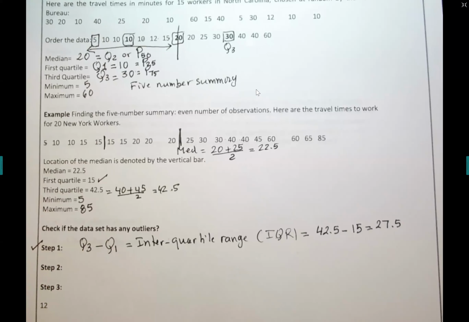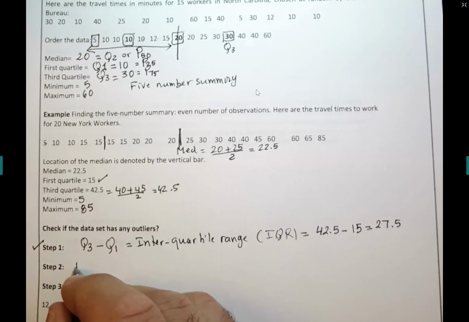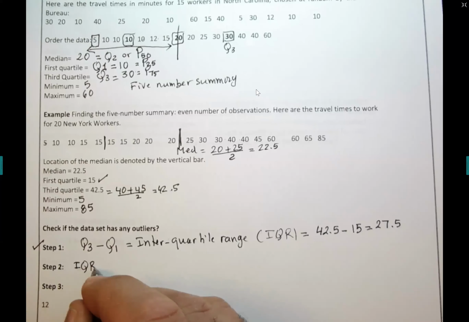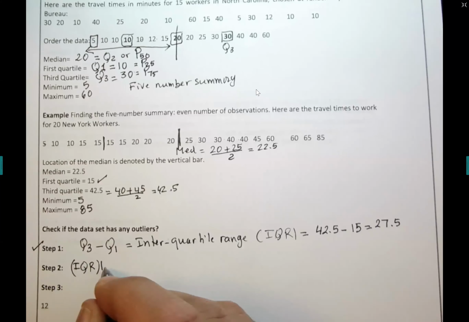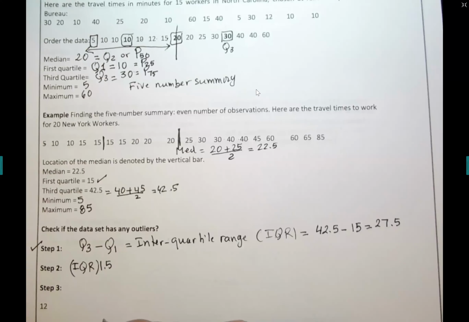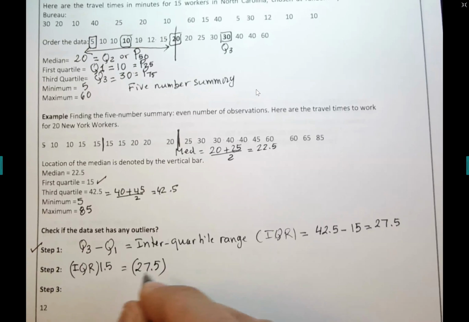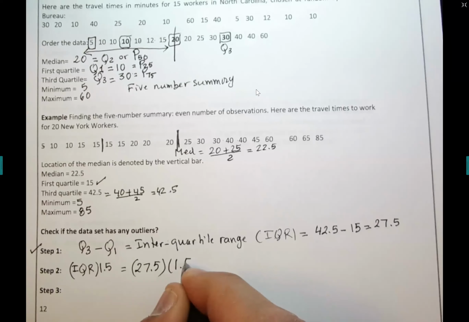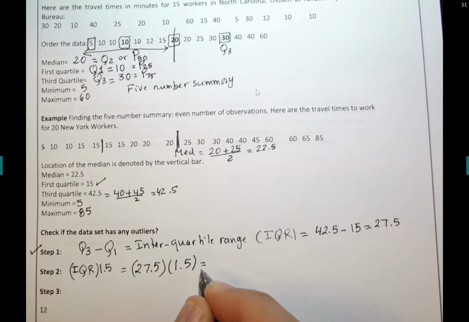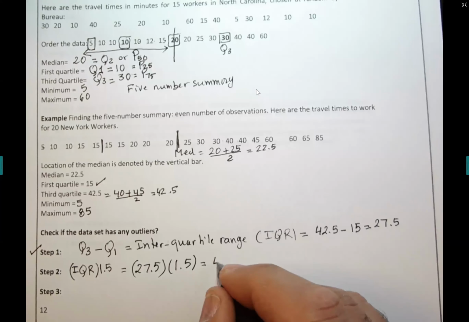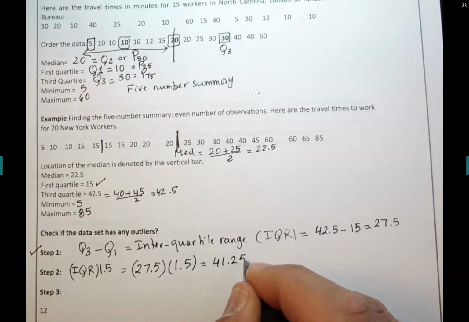It's a very easy process, but you cannot miss any steps. Step two, you take this interquartile range that you got and multiply by 1.5. Always, it's a fixed number. No matter what the question is, it's 1.5. So 27.5 times 1.5. What is this gonna be? 41.25.